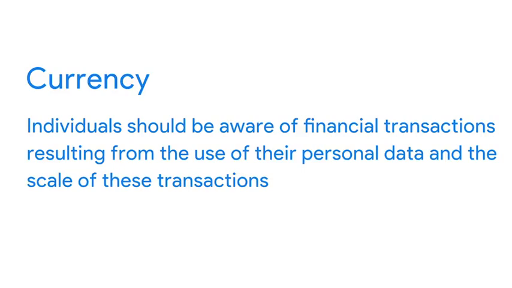Next, there's currency. Individuals should be aware of financial transactions resulting from the use of their personal data and the scale of these transactions. So if your data is helping to fund a company's efforts, you should know what those efforts are all about and be given the opportunity to opt out. The last 2 aspects of data ethics, privacy and openness, deserve their own spotlight on this data stage. Coming up, you'll see why.